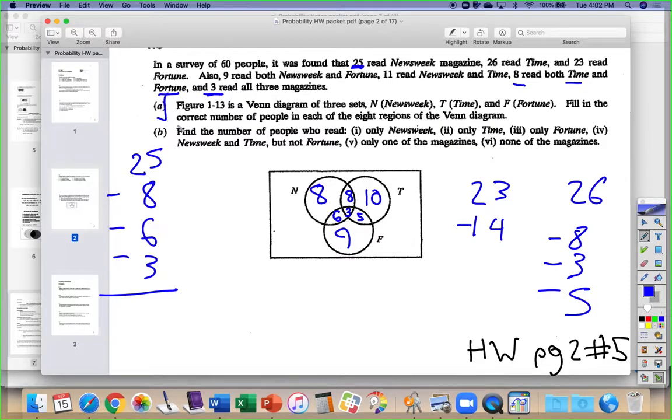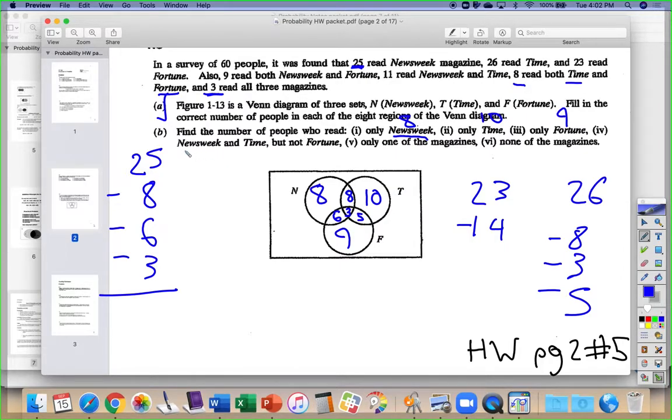We did that. Part B. Fill in the number of people who read only Newsweek. So now we can get very specific once your Venn diagram is filled out. Only Newsweek is just 8, because I filled out the Venn diagram properly. Only Time is 10. Only Fortune, so you can't be here, you can't be here, you can't be here, you could be here, 9.